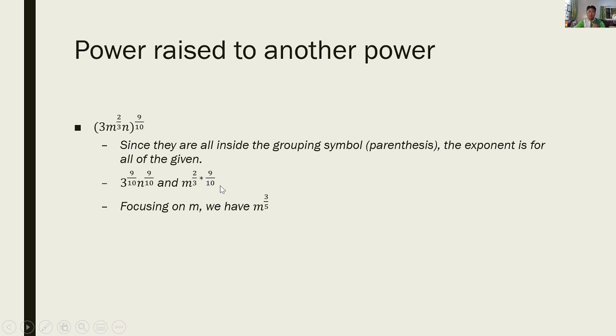So kung napansin po natin, it's very important for us to have a good foundation with regard to fractions. With that, our final answer will be 3 raised to 9 over 10, m raised to 3 over 5, and n raised to 9 over 10. This is our answer for this one. So just like what we have discussed last week, all we have to do now is to multiply the exponents. Basta nakaparenthesis po yan, nakagrouping symbol, sakop siya ng exponent sa labas.